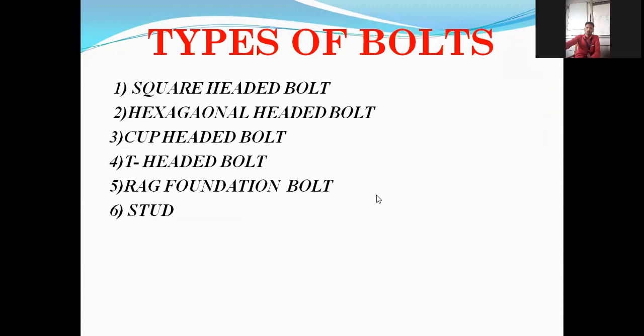Now types of bolt. Let us see types of bolt now. It is also the same, and it is very easy as compared to types of nut. There are very few types of nuts and bolts. Can anybody read loudly? Types of bolt.